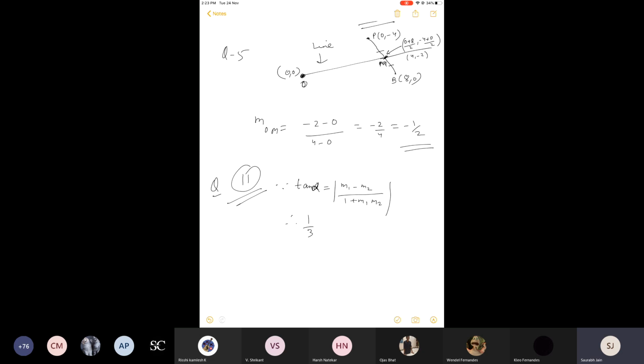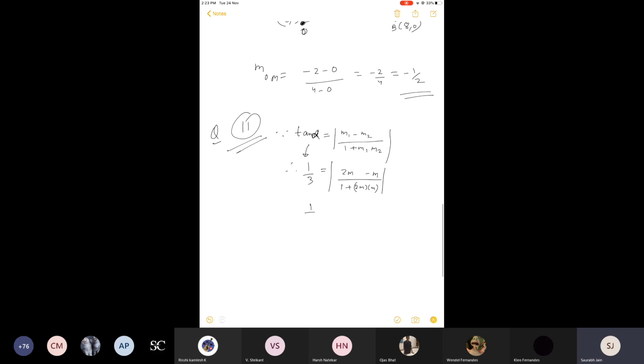What is given in the question? Tangent of the angle between them. This tangent of the angle between them is 1 by 3, and slope of one line is double the other. So if I say slope of second line is m, what about slope of first line? 2m. Slope of one line is double the other. So if one is m, other will be 2m. Now we need to find m from here. This is m upon 1 plus 2m square.